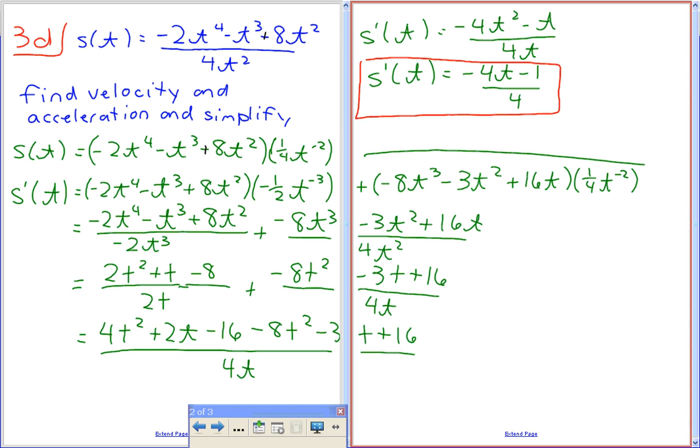Okay, if that doesn't make you happy, nothing in your life will. In all honesty, look what we started with. This was awful. Look what we ended with. That is beautiful. Please take the time to simplify. That makes your life way easier.